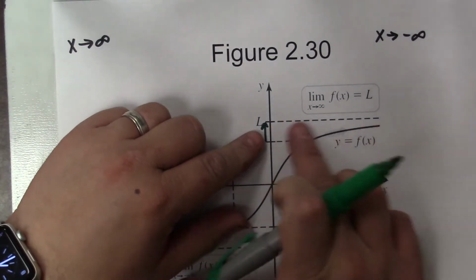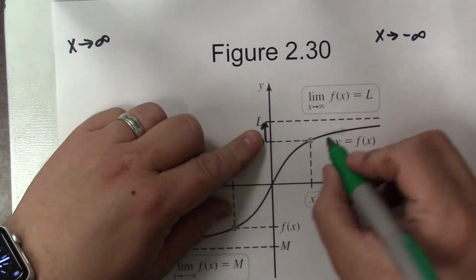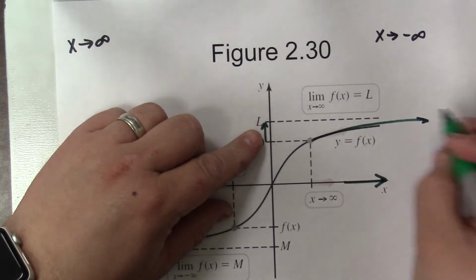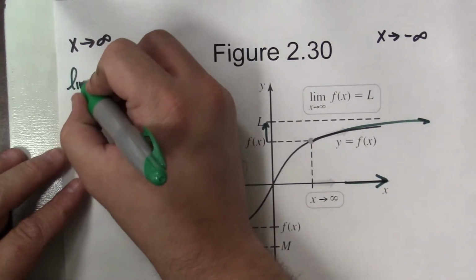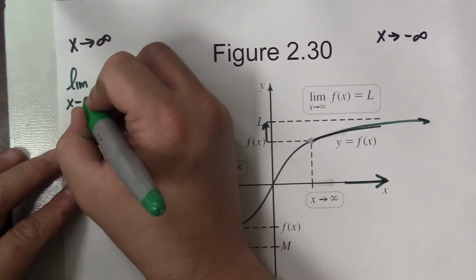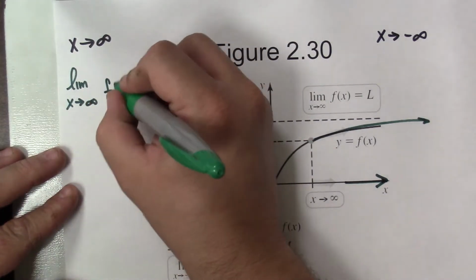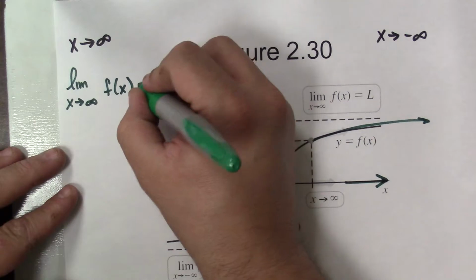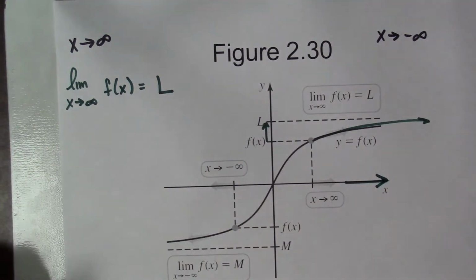What we see here is this horizontal asymptote. The function is going to come along and get impossibly close, so we can say that the limit as x goes to infinity is L, whatever this value is.